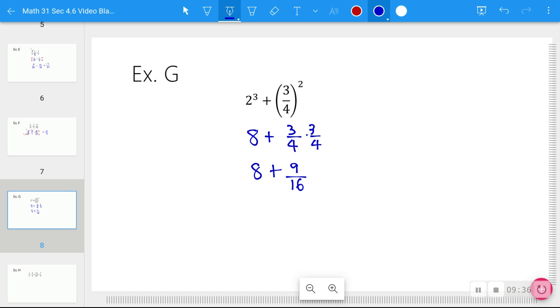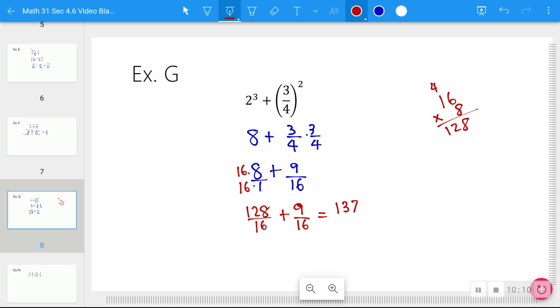Now we have to add these, and they don't have a common denominator. You got a 1 down there, but we can easily make that a 16th down there by doing this. So I'm going to take off to the side and go 16 times 8 is 128. 128 over 16 plus 9 over 16 gives 137 over 16, and that's all we can do on that problem.